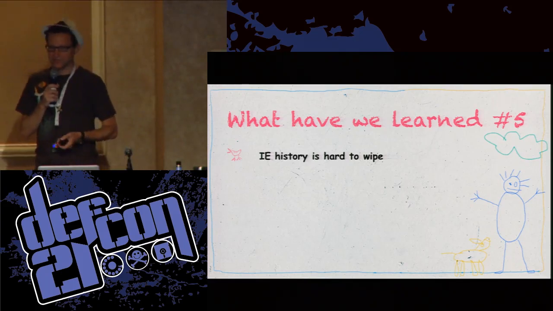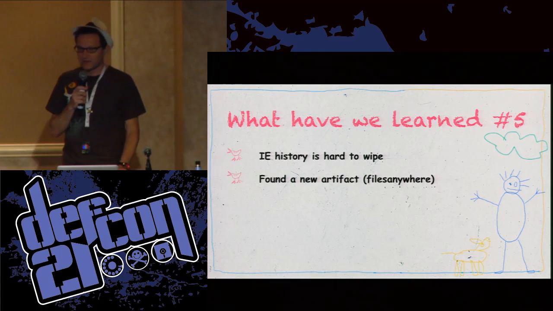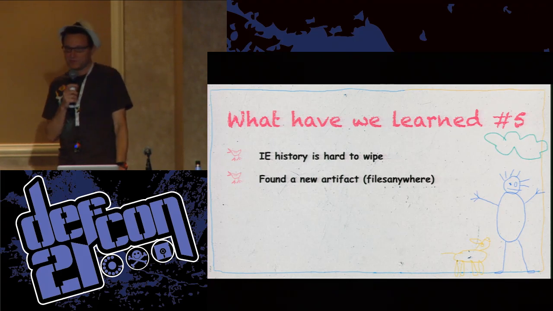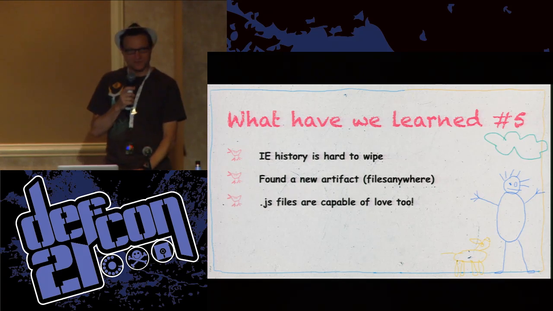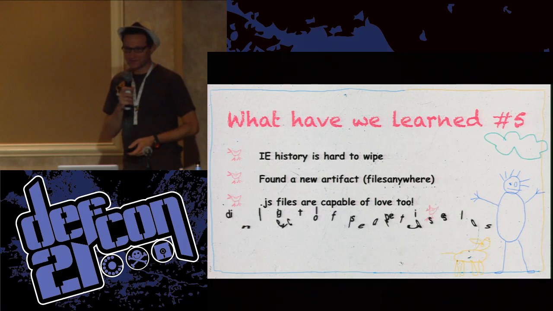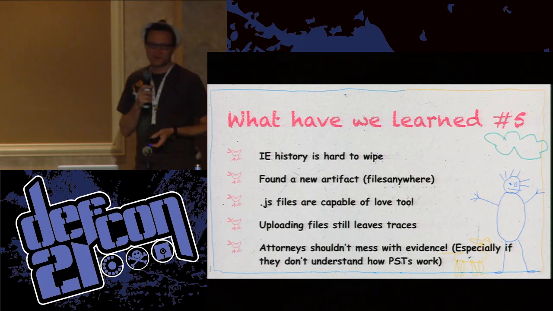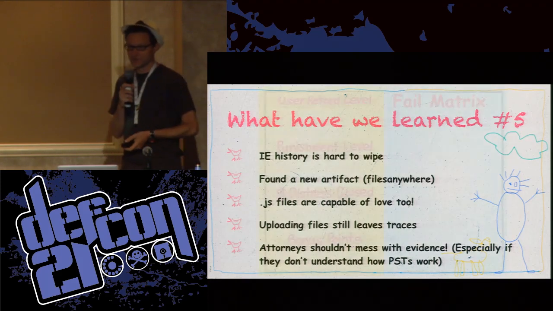So IE history is actually really difficult to wipe, is what we've learned. It seems to leave stuff behind. We found a new artifact, which is actually pretty cool, Files Anywhere. This JavaScript artifact, I haven't heard this discussed anywhere before, so I think it's kind of cool. JavaScript files can give us love too. We like them. And uploading files still leaves traces. And attorneys shouldn't mess with evidence. It's against the ethical rules in every state and probably every Canadian province, and it can get you disbarred actually.